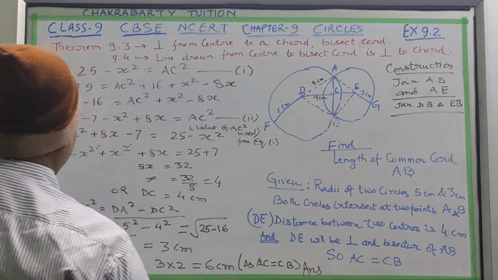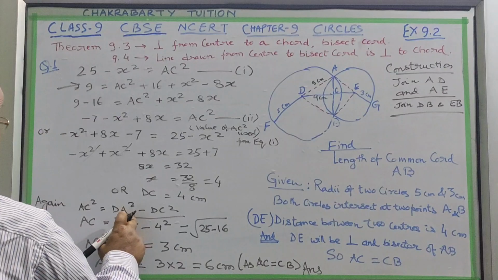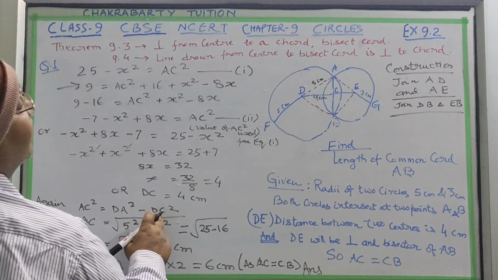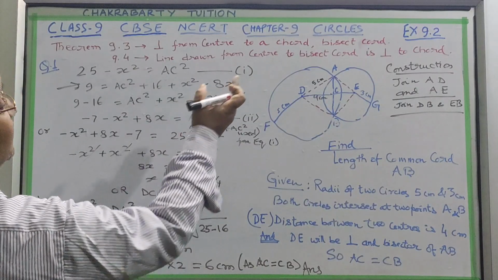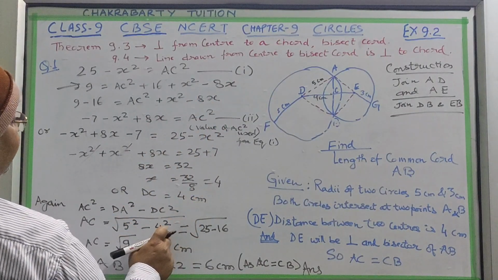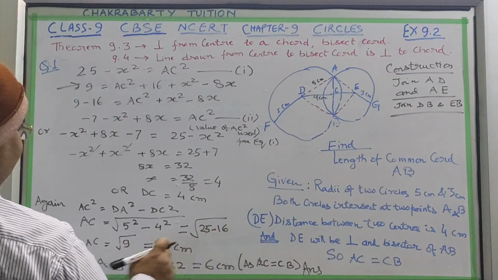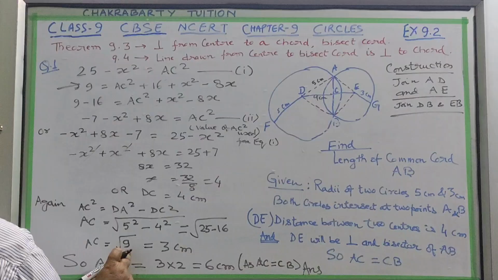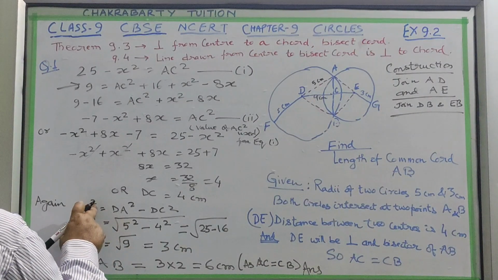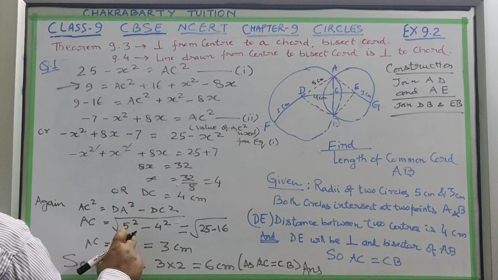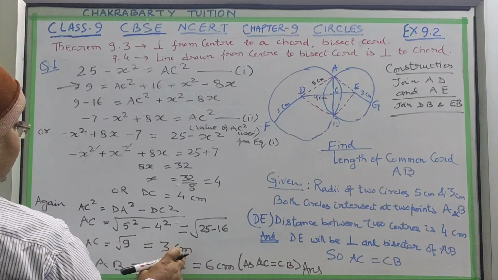So again using the Pythagoras theorem, AC square is equal to hypotenuse square minus base square. So we put the value. DA is equal to 5 because it is the radius, and DC we have found as 4. So it is equal to 25 minus 16. So 25 minus 16, under root 9 will come. If you strike off this square, the square root will come to this side. Now the square root of 9 is 3. It means AC is equal to 3.